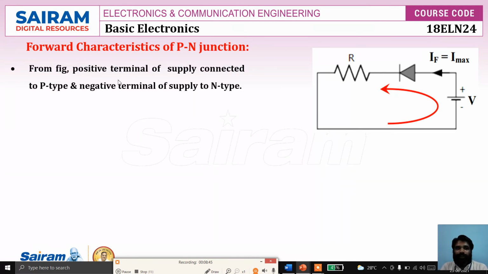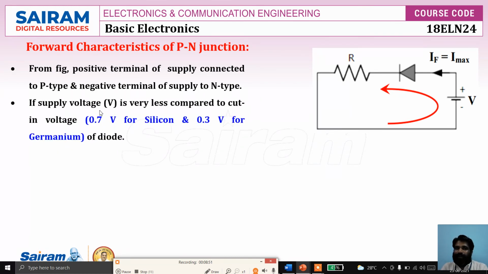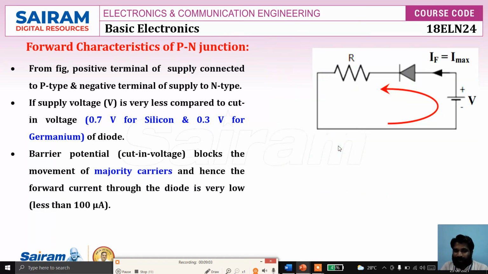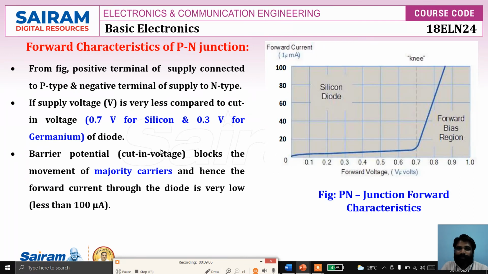Okay. So from the figure we know the positive terminal of the supply is connected to P type and the negative terminal is connected to N type. If the supply voltage is very less compared to the cut-in voltage, as you know, the cut-in voltage is 0.7 for silicon and 0.3 for germanium, this is the characteristic. See, the barrier potential blocks the movement of majority charge carriers and the forward current through the diode is very low, until it crosses the cut-in voltage, that is 0.7 volt for silicon.